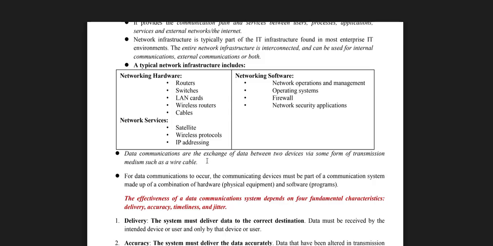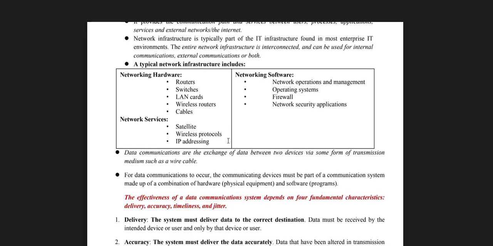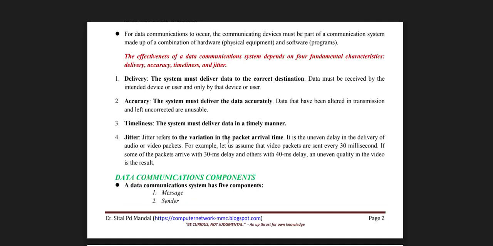For data communication to occur, communicating device must be the part of the communication system. Delivery: the system must deliver data to the correct destination. Data must be received by the intended device or the user and only by the device or the user. Accuracy: the system must deliver the data accurately. Data that has been altered in the transmission.